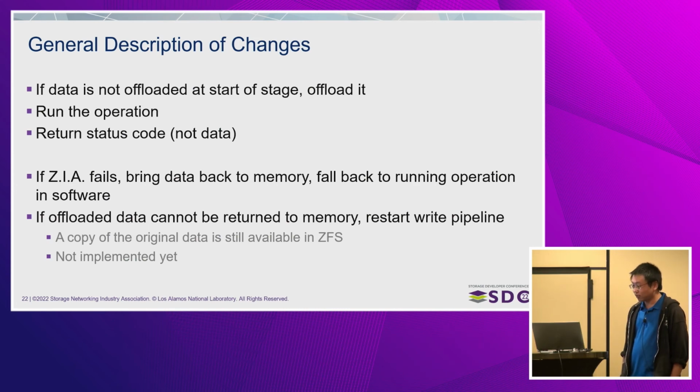So normally the data in fact never returns to the accelerator. However, if ZIA were to fail for whatever reason, the data is brought back into memory, and the same operation is run in software instead of returning an I/O error. On the off chance that somebody took a proverbial backhoe to your accelerator and data cannot be returned to memory, it is still possible to restart the entire write pipeline from the beginning because a copy of the original data is still available inside ZFS. However, we haven't gotten to implementing this yet, so watch out for that.